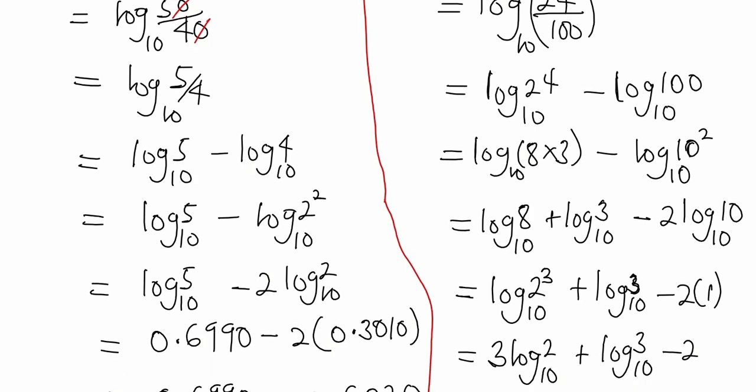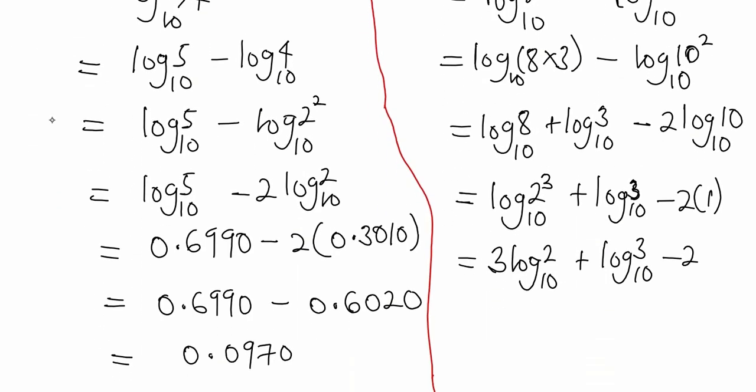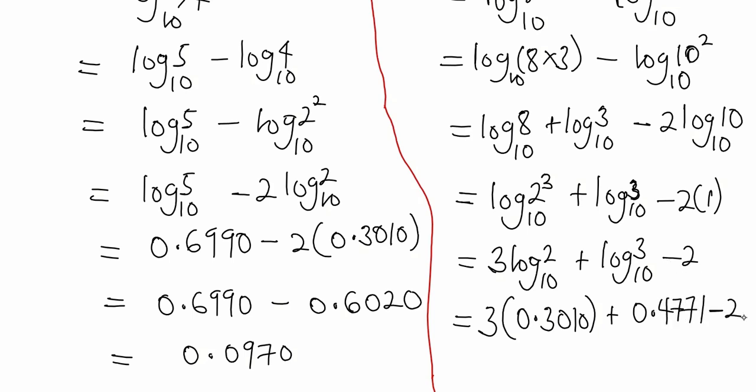Now at this juncture, we can see that log 2 base 10 was given in the question. So we have the value of log 2 base 10 as 0.3010, and that of log 3 base 10 as 0.4771. So by substitution, our solution is now equal to 3 times log 2 base 10, remember, is given as 0.3010, plus log 3 base 10 was given as 0.4771, and we have our minus 2 here.